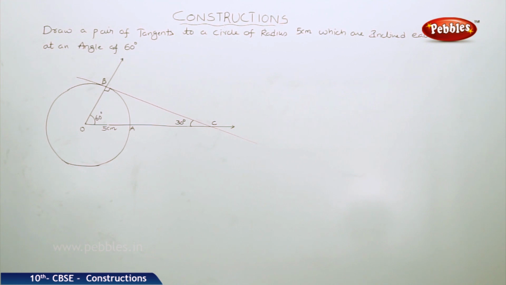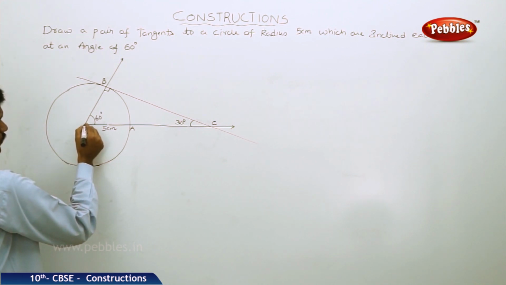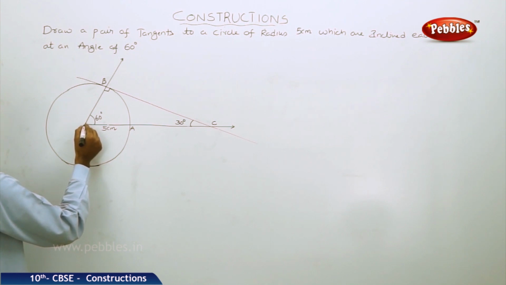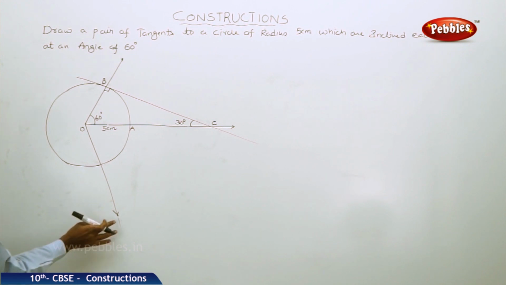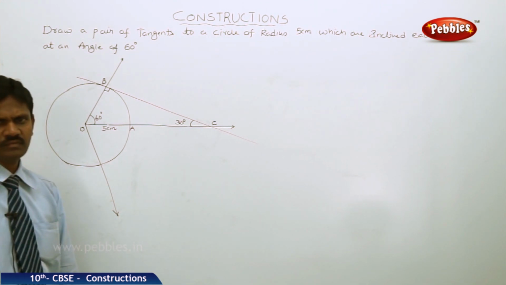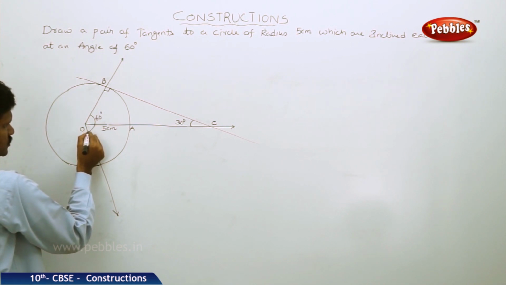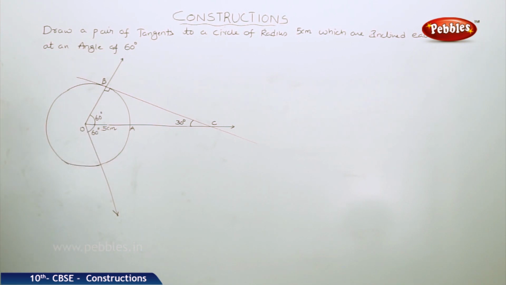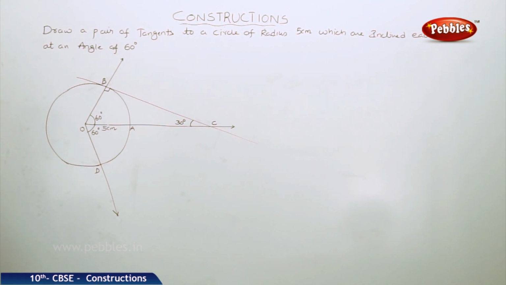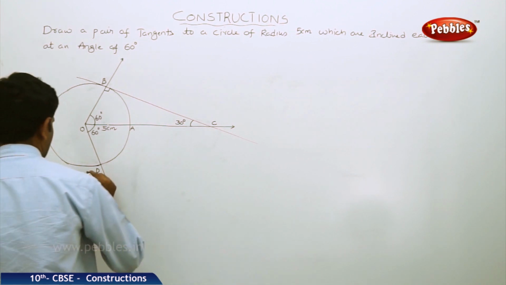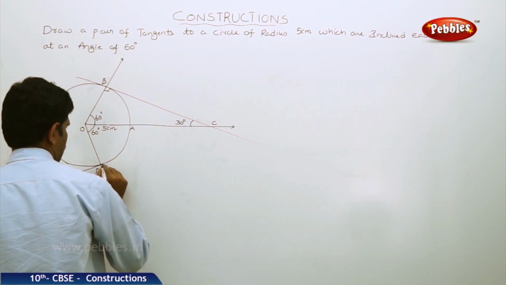Now, similarly, from O downside again construct an angle of 60 degrees by using the protractor. Now this is a 60. Now let us name it as D. Now at D, by using the protractor, again mark 90 degrees and join.